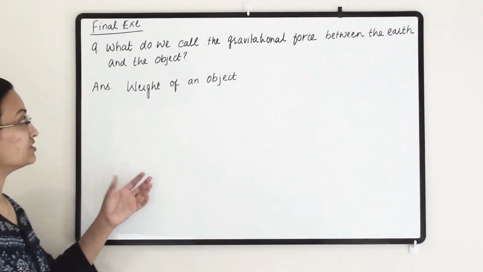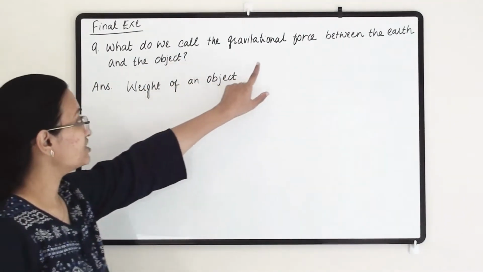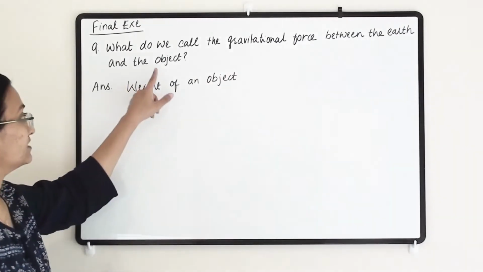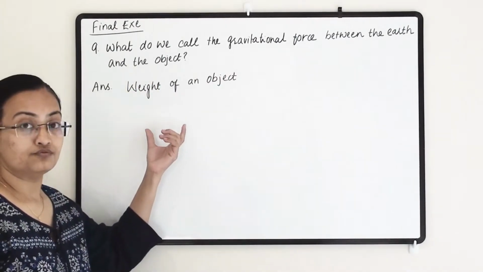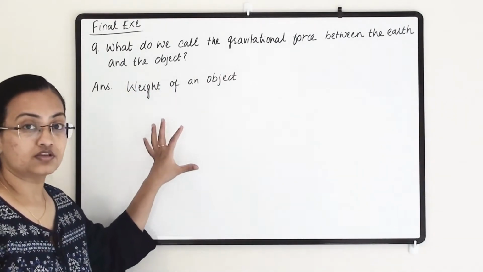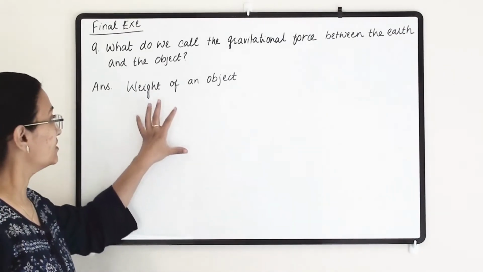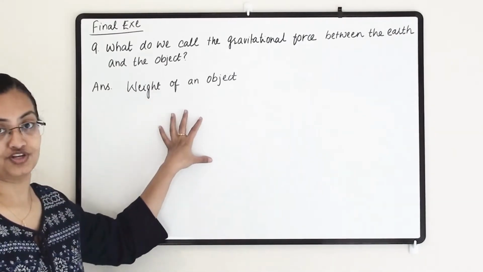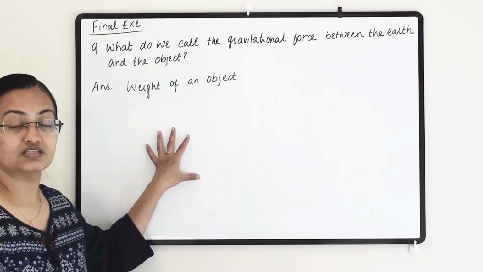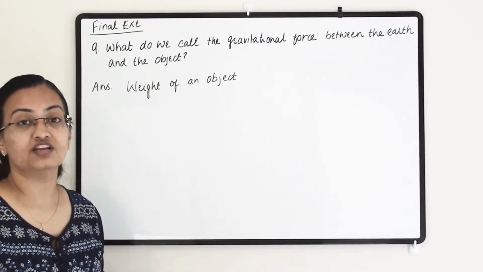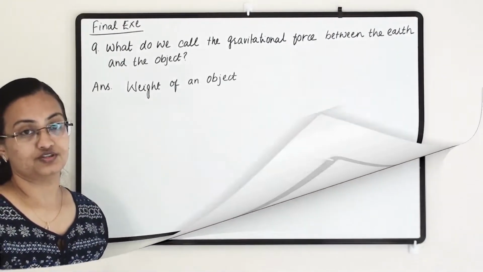Our ninth question is, what do we call the gravitational force between the earth and the object? So the gravitational force which is acting between the earth and the object will give us the weight of an object. Weight of the object is a result of Earth's gravitational force on the object.